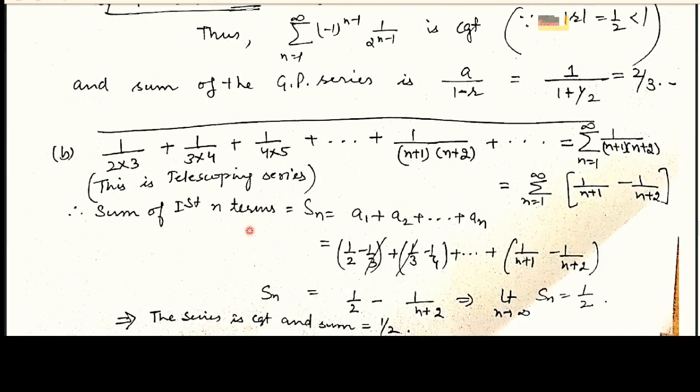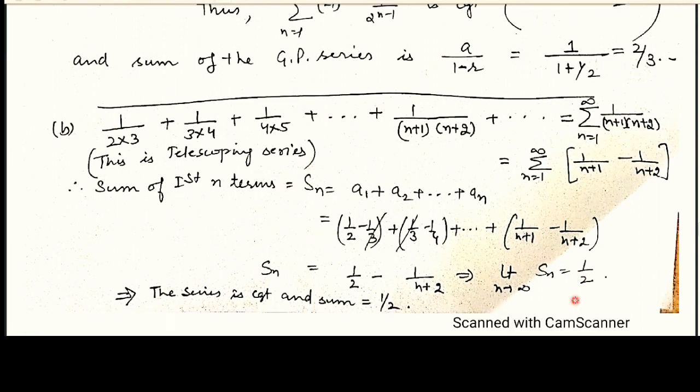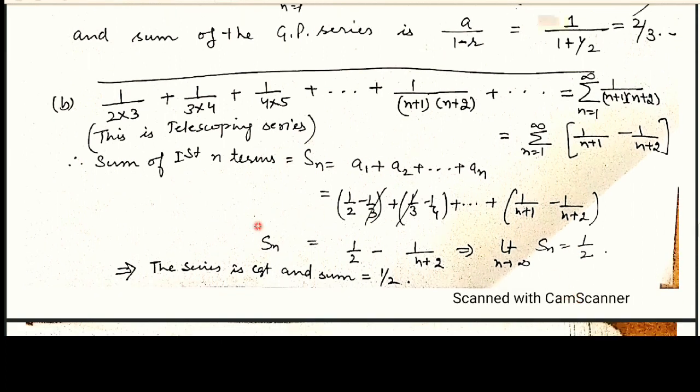In the second part, this is your telescoping series. Whenever you have a series of this form, you make the partial fractions. Then you find the sum of the first 10 terms, that is, the sequence of partial sums. You simplify this, and you will get that all the terms inside will cancel out and you will be left with the first and the last term. When you find the limit of it, if it is finite and unique, you will say your series is convergent, and whatever the limit of this Sn is, that will become the sum of this series.